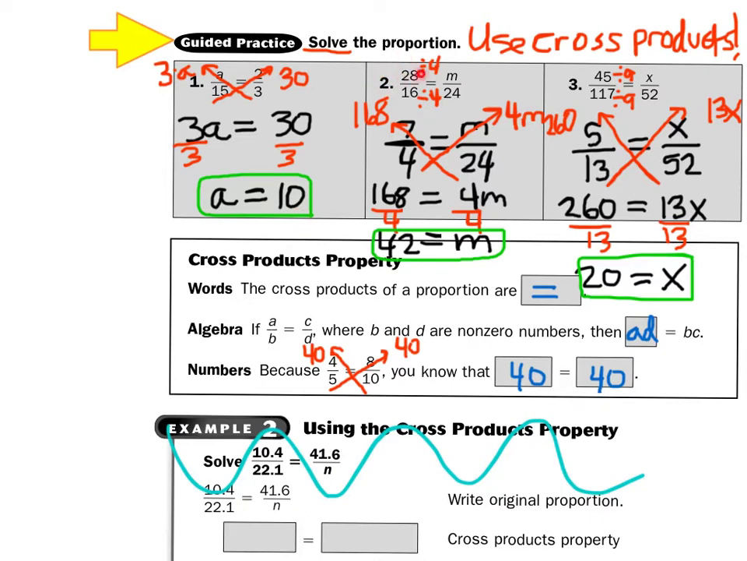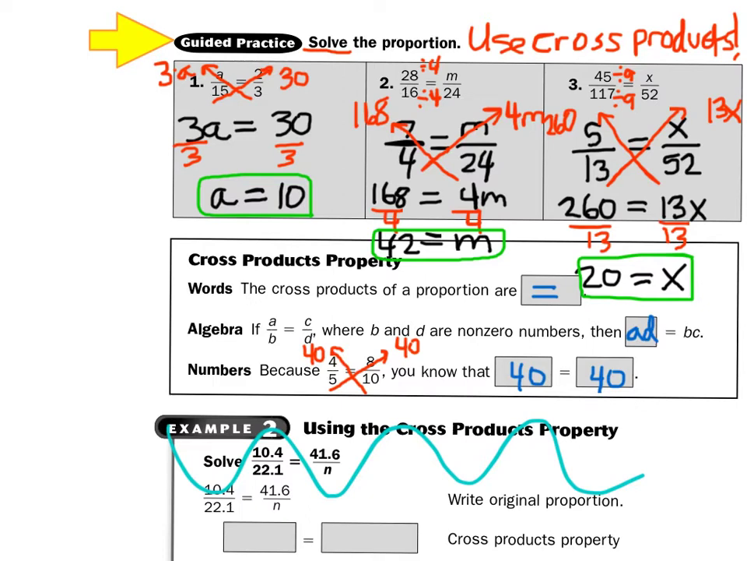Take a look at number 2. Let's say they gave us 28 over 16 equals M over 24. Well, the first thing you want to do is reduce that 28 over 16. 4 goes into both the numerator and denominator, so let's simplify that. 28 divided by 4 would give us 7. 16 divided by 4 gave us 4. So we'd have 7 over 4 equals M over 24.